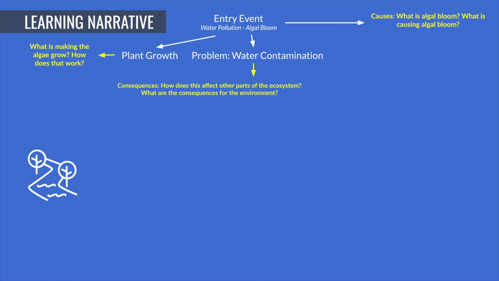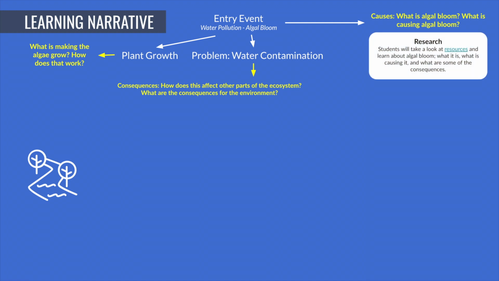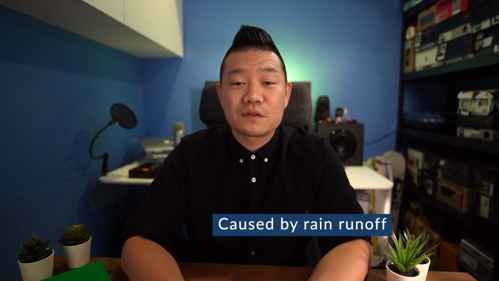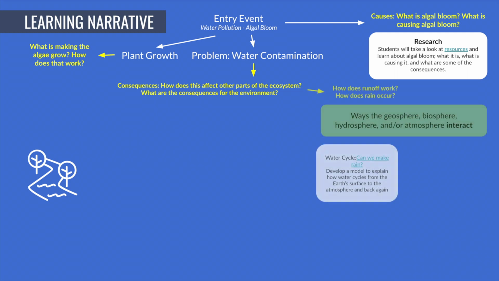So for these specific questions, our protagonists would use relevant resources to research the topic, learn how algal blooms are caused, and learn about some of the consequences of the phenomenon. After learning that algal blooms are caused by urban runoff and soil erosion due to rain, students can ask questions and investigate how rain works to ultimately develop a model to explain how water cycles from the Earth's surface to the atmosphere and back again.